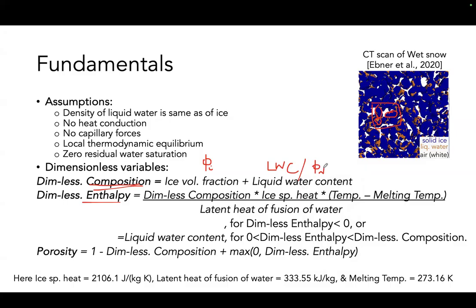Next, the conserved variable is enthalpy. And enthalpy is dimensionless composition times specific heat of ice at constant pressure times the temperature minus the melting temperature divided by the latent heat of fusion of water given here. And that is the case when temperature is less than melting temperature or no liquid water is present in the domain, and enthalpy is less than zero.